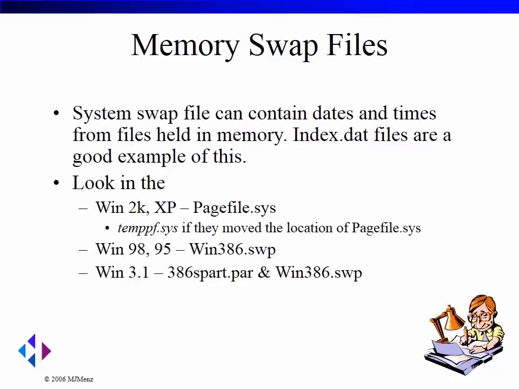System swap files can contain dates and times from files that are held in memory. Index.dat files are a good example of this. As you look into the Win2K or XP page file system, they can contain dates and times in there. For Windows 95 and 98, it's the Win386 swap file, and for Windows 3.1, that's an old system for the young ones, it's the 386spart.par or the 386 swap file.